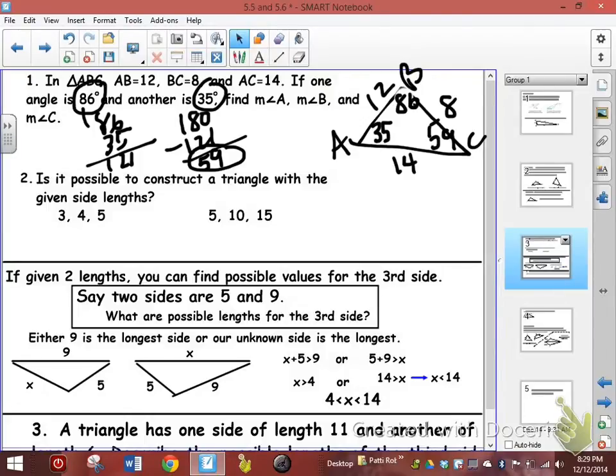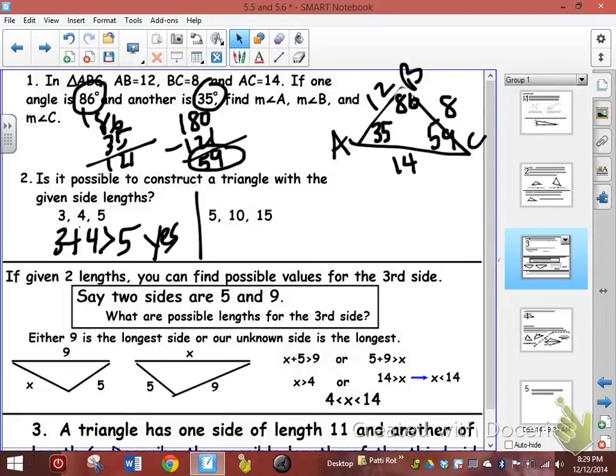Okay, next example says, is it possible to construct a triangle with the given side lengths? This uses the theorem that says you have to add any two sides together and it'll be bigger than the third. So for this first one, if you add the 3 and the 4, it's got to be bigger than the 5. And again, when they actually just give you the numbers, that's really the only one you have to deal with, is adding the two smaller ones to be bigger than the larger one. And since that's a true statement, your answer is yes. That can make a triangle.